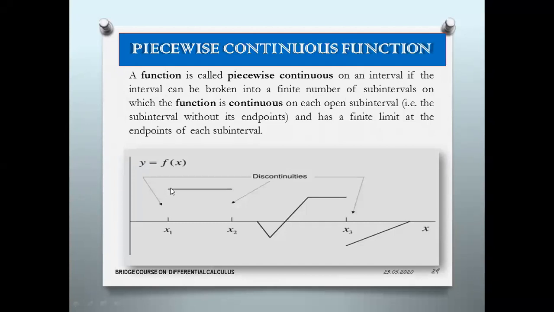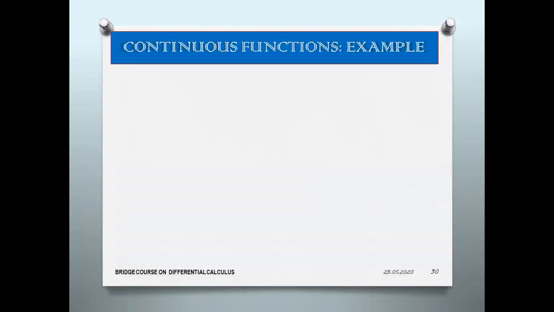See here, this is y equal to f of x. And from here, there is another line, and here it is going to the negative side. So what are the points of discontinuity? x1, x2, x3. Like the points of discontinuity in your class: 9:40 is one, and if the period ends at 10:30, 10:30 is also a point of discontinuity, and like that. After every period, there is a point of discontinuity. So this is called a piecewise continuous function.